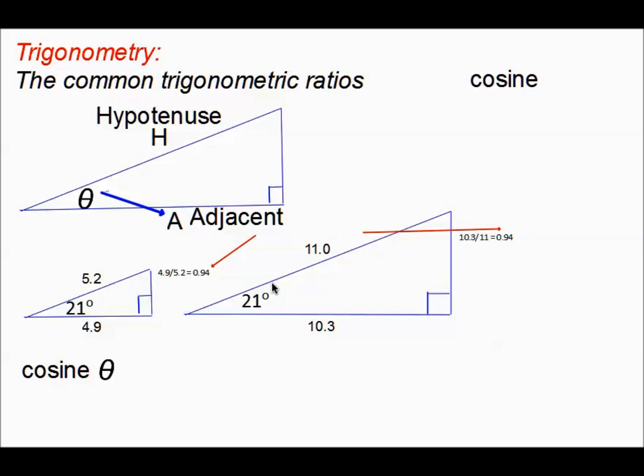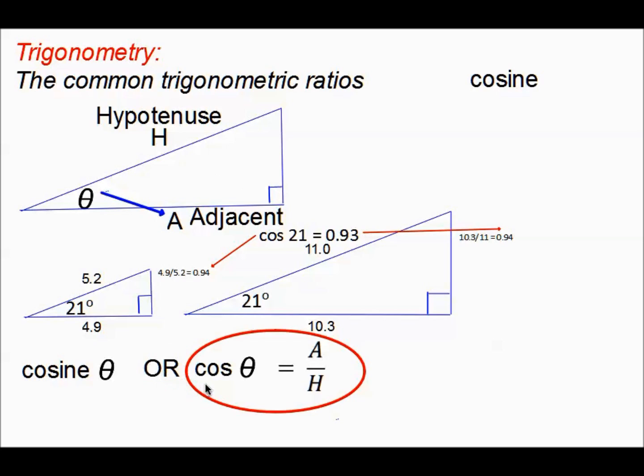The adjacent divided by the hypotenuse is called the cosine. So the cosine of 21 degrees is about 0.94. We could check that on our calculator, and if you round it, we get 0.93, pretty close, just some rounding errors involved there. So in summary, for any angle, the adjacent divided by the hypotenuse is called the cosine of that angle, or shortened to cos theta, is adjacent over hypotenuse.